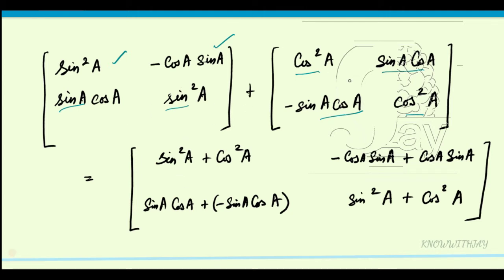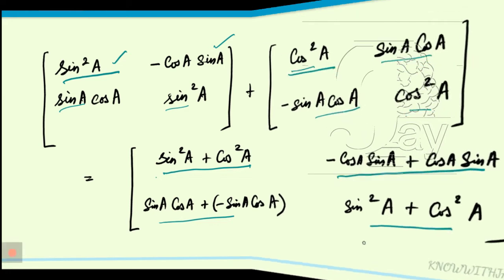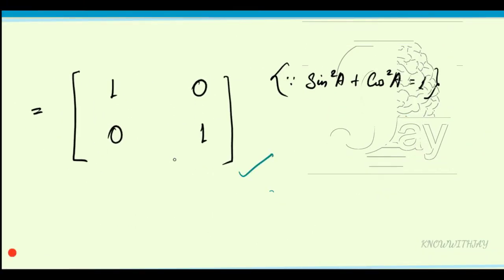And then when adding, we added the corresponding elements. So we have sin square A, and from the second matrix, the first element is cos square A. So when we add it, we get sin square A plus cos square A, which is equal to 1, we know. And if we add the second element, we see minus cos A sin A, and this is plus cos A sin A, so it becomes 0. It doesn't matter which way you write. Similarly, the third element is going to be 0, and the fourth element, again sin square A plus cos square A, will be equal to 1. So this is the final answer, [1 0; 0 1], and the identity we have used is sin square A plus cos square A equals 1.